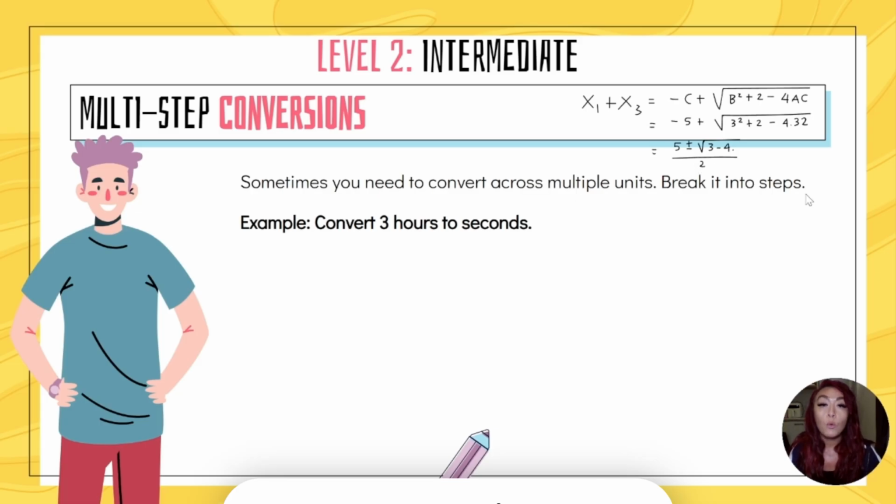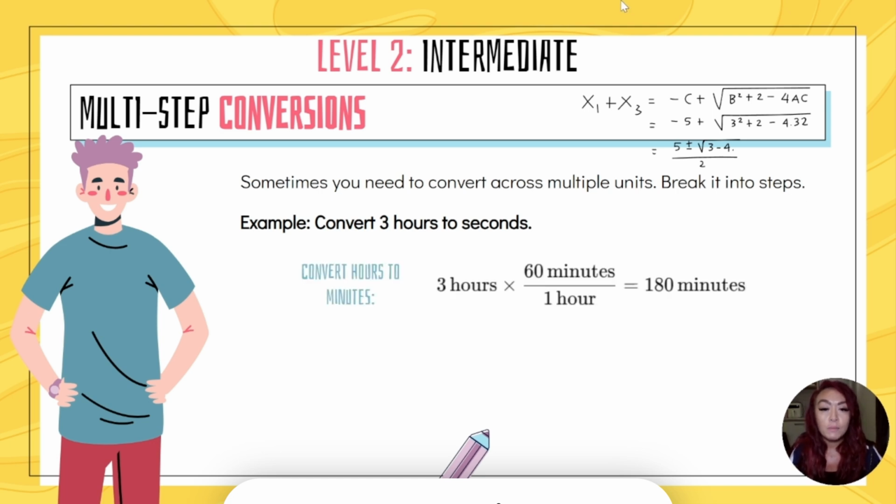In Level 2, we'll work on multi-step conversions. Sometimes you'll need to convert across multiple units, and you'll have to break this up into steps. Let's take a look at this example here. Convert 3 hours to seconds. In order to do this, we're first going to have to convert hours to minutes and then minutes to seconds.